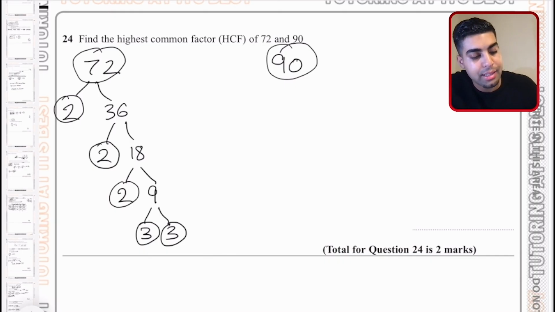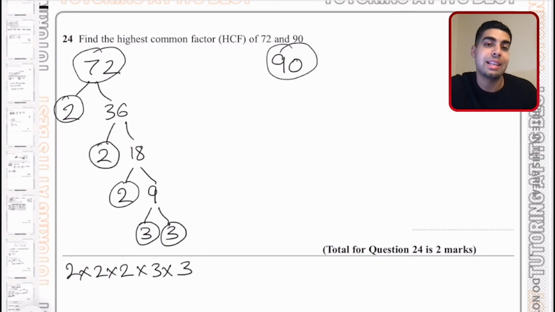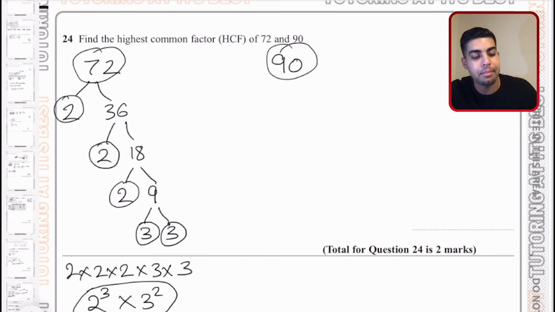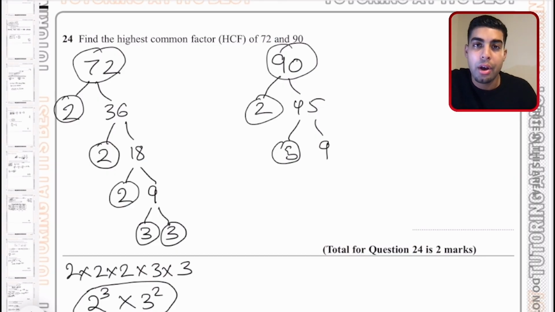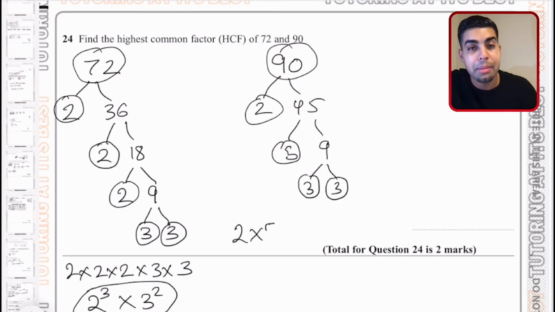So let's go ahead and put that together. We've got 2 times 2 times 2 times 3 times 3, which again, if we write it in standard form, can be 2 to the power of 3 times 3 squared. We then do the same to the 90. So again, I'll go ahead and do 2 and 45, and I'll do 5 and 9. You know that 2 and 5 are your prime numbers, but 9 is not. So we get 3 and 3, and we can write that down. So that gives us 2 times 5 times 3 squared.